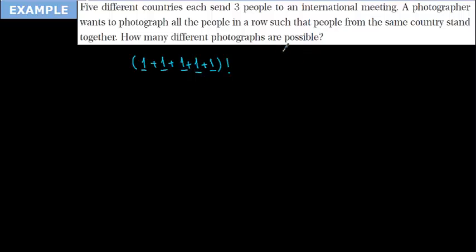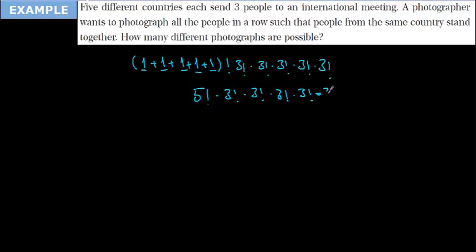5 factorial different ways you can order these groups, and inside the groups, 3 people from each country. For the first group, 3 factorial different ways. For the second one, 3 factorial. For the third one, 3 factorial. For the fourth one, 3 factorial. And for the fifth one, 3 factorial different ways. So the answer, 5 factorial times 3 factorial times 3 factorial times 3 factorial times 3 factorial times 3 factorial is going to be. And this is 6 to the power of 5 times 120 is going to be the answer. But in the exam, if you have written it like this, you should mention the group of the first country, group of the 2nd, group of the 3rd, group of the 4th and group of the 5th country.